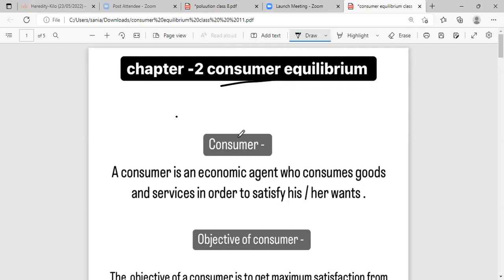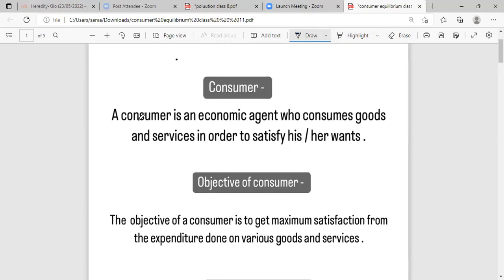So the first question is, ma'am, what is a consumer, right? A consumer is an economic agent who consumes goods and services in order to satisfy his or her wants. So who is a consumer? Basically, the consumer is the economic agent who is going to consume goods and services. Why is he consuming? Because he wants to satisfy his want.